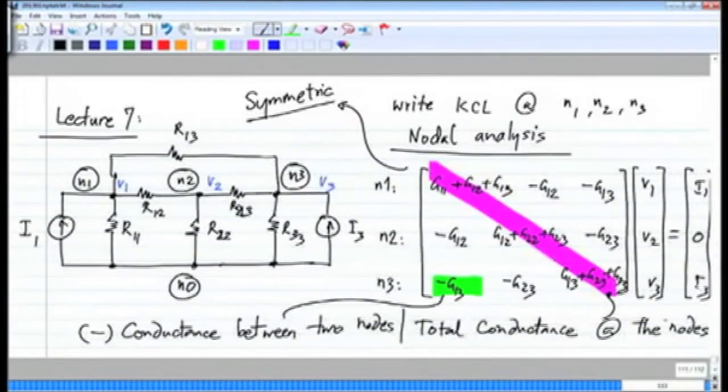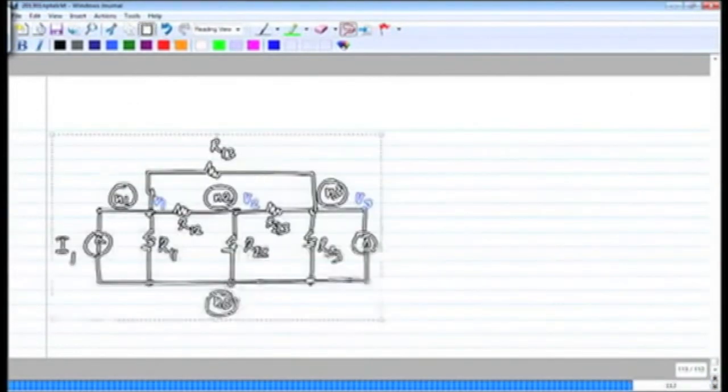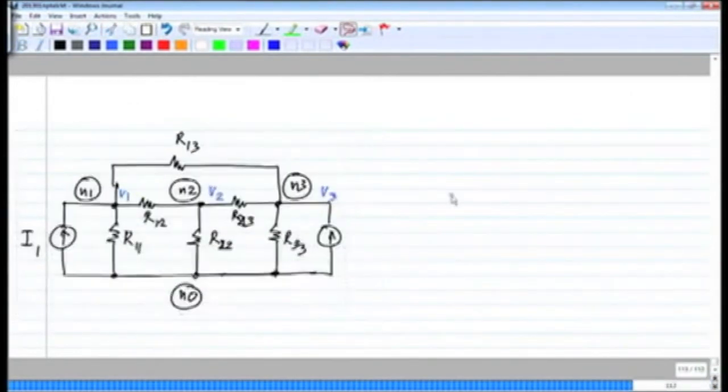So let me take the same circuit and modify it slightly. Now let me remove this resistor R23 and connect an independent voltage source. Okay, and I will call this V0.